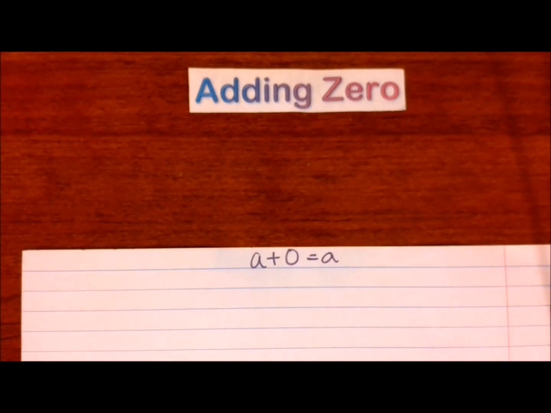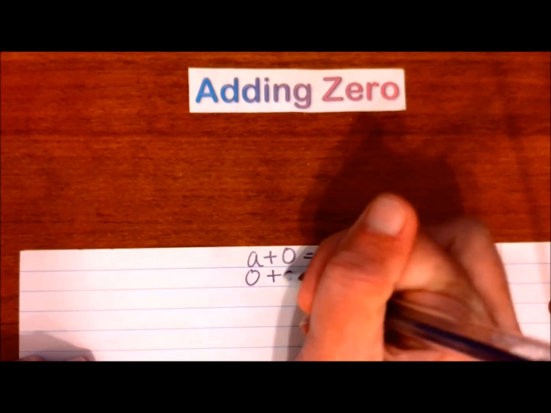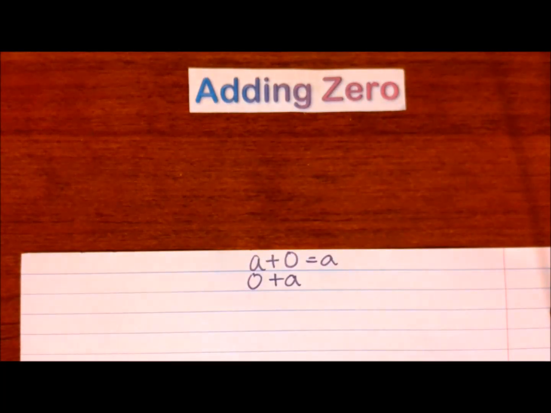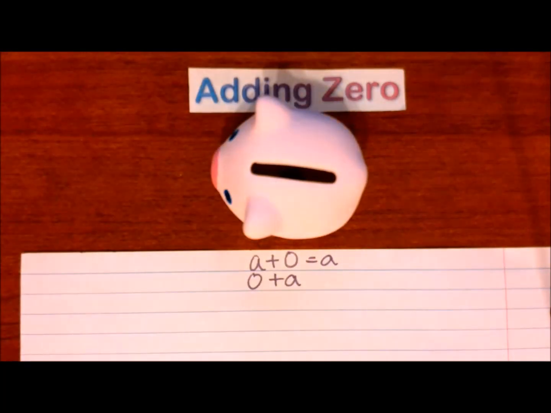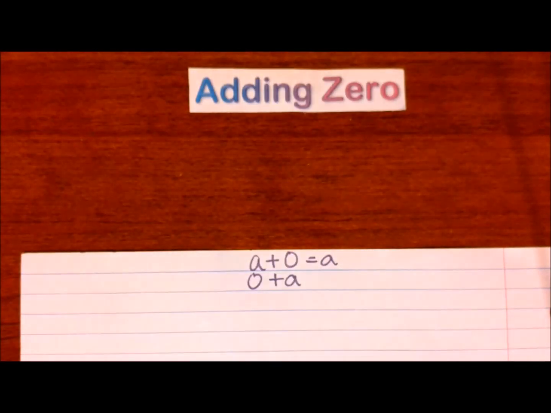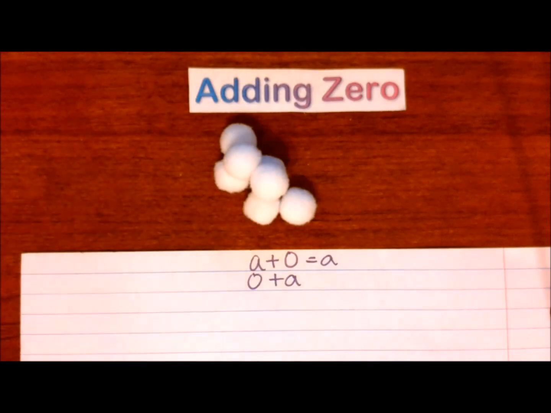Okay, now let's look at 0 plus A. To visualize this with the piggy bank, suppose that I have no dollars and then I add some to it. My new total will be the amount that I just added because I started out with 0. Or pom-poms. Suppose I have no pom-poms, and then suddenly I add a few more pom-poms. The amount of pom-poms I just added would be my total because I started out with nothing.